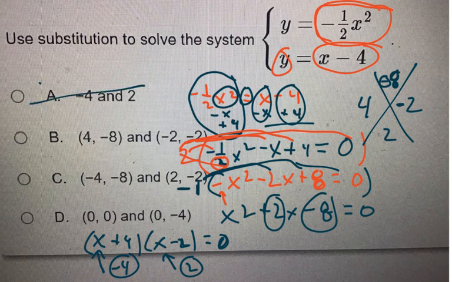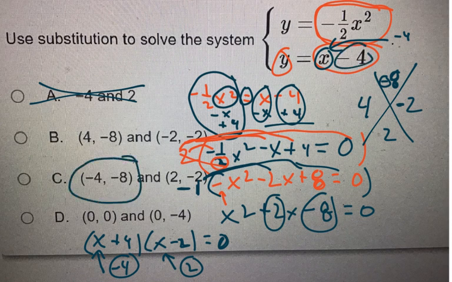Now, watch out, because they're trying to trick you, guys. Don't forget we need to plug them in. So if I plug in negative 4, isn't negative 4 here minus 4 negative 8? So there's negative 4, negative 8. If I took this 2 and plugged it in, isn't 2 there minus 4 negative 2? And so that's why the correct answer is C.